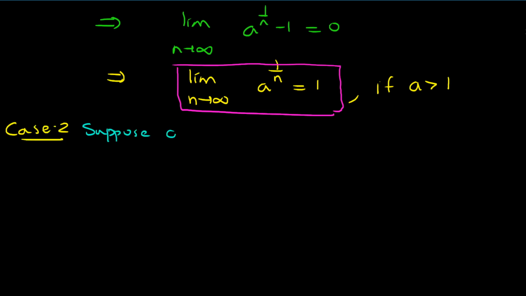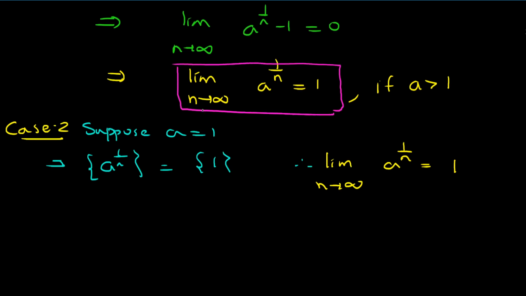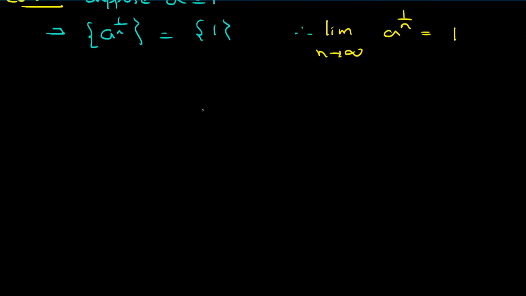For a is equal to 1, the given sequence, which is a raised to 1 upon n, the original sequence, becomes constant sequence 1, and therefore it is clear that limit of a raised to 1 upon n is 1, because a is 1. So this is 1, nothing to prove here. Case 3 is what happens if a is between 0 and 1. We know a is a real number. So case 3 I am taking like this.